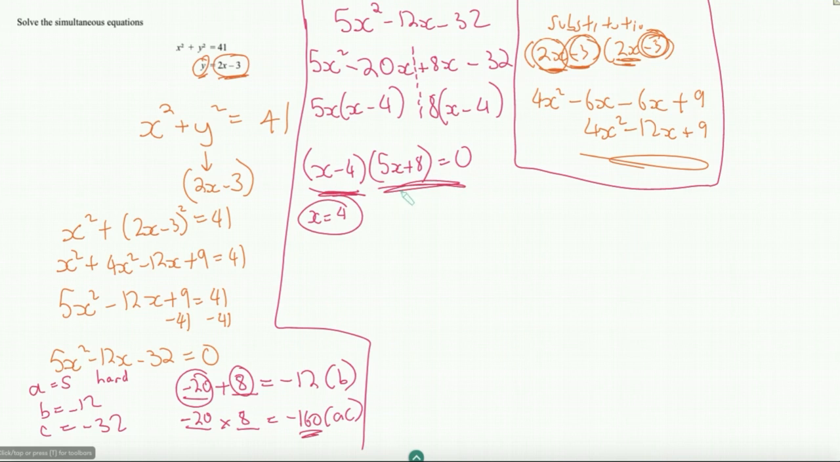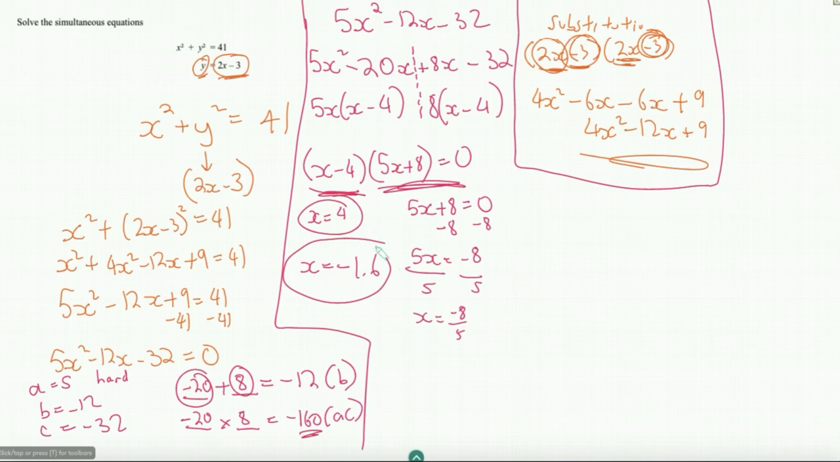Our second bracket's a little bit harder. I'm going to write it out and solve it. So 5x plus 8 equals 0. I'll subtract 8 on both sides, so 5x equals negative 8. Then divide by 5 on both sides. x is equal to negative 8 over 5, which is negative 1.6. Those are our two values for x.